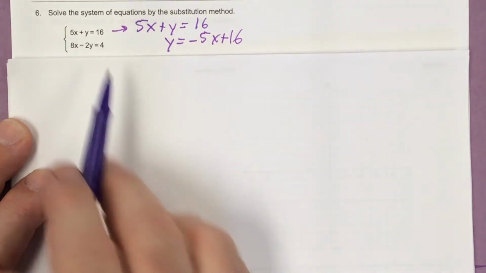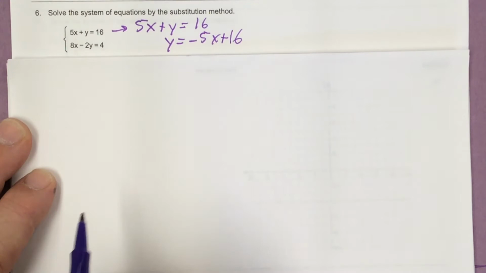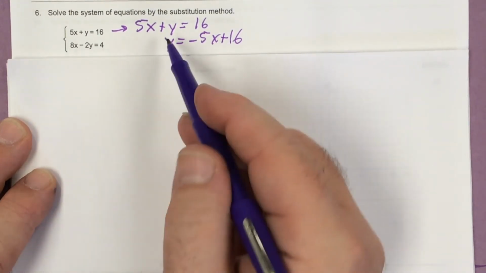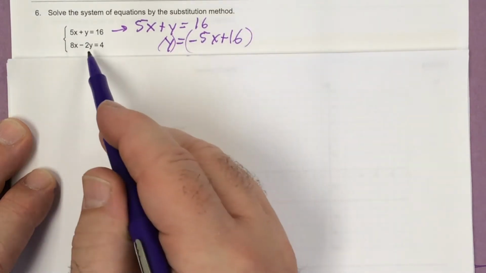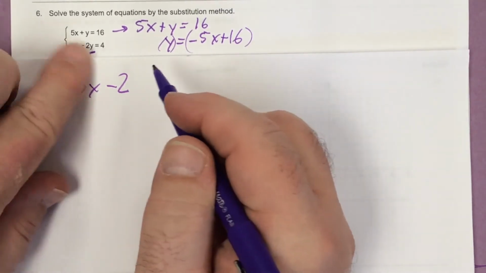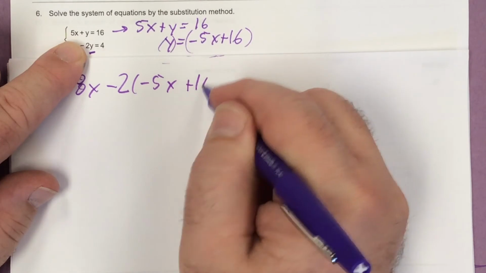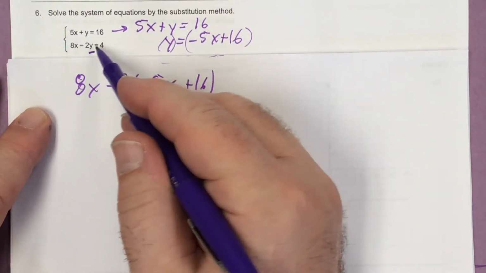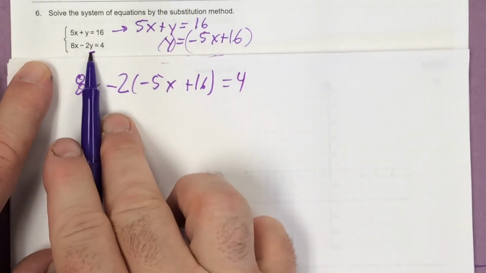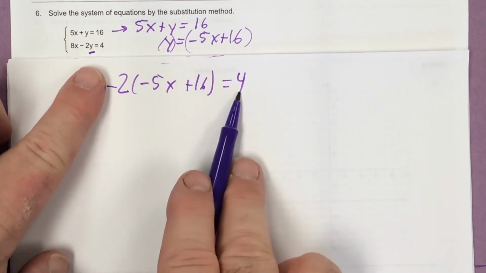Since I manipulated the first equation, I'm going to take what I get here and put it into the other equation. I'm going to take the value of y I know here and put it into this. That'll give me 8x minus 2 times, what's y equal to? Negative 5x plus 16. And that's going to equal 4. So I took this value of y and I put it in right here. You get 8x minus 2 times this equals 4.